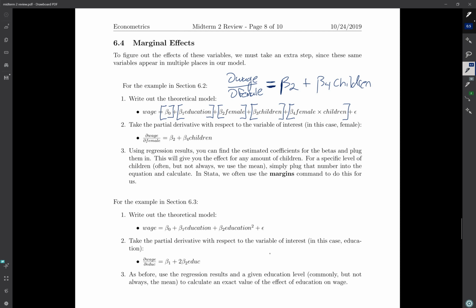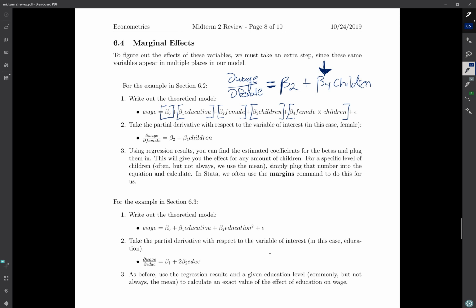In real life, what we could do to test this is see if that beta 4 was statistically equal to 0. If it were, then we could say there's no difference between males and females when it comes to the effect of children. They're going to be the same. But if there is some beta 4 here, then we know that there is something to that.